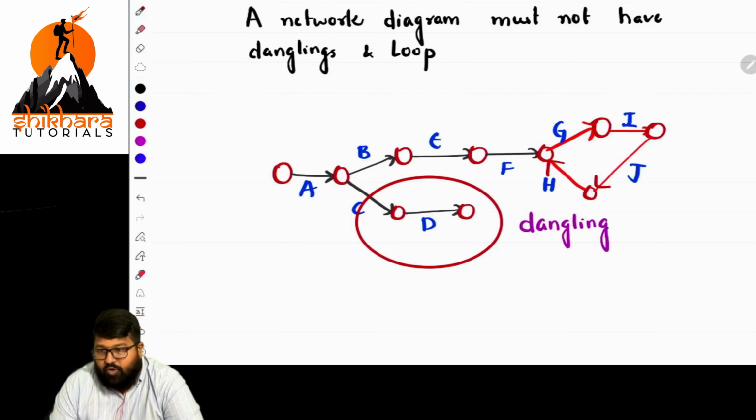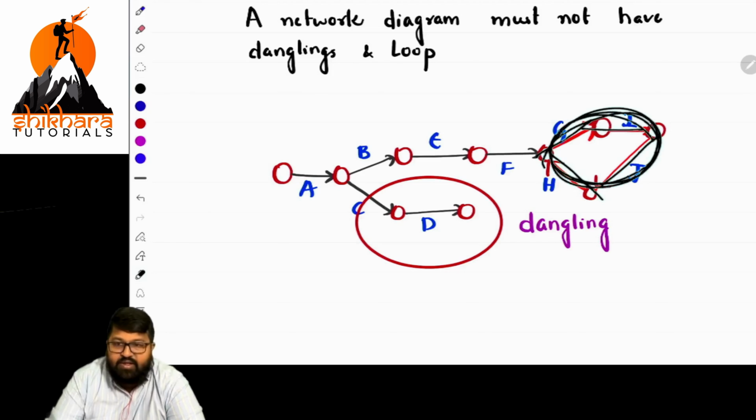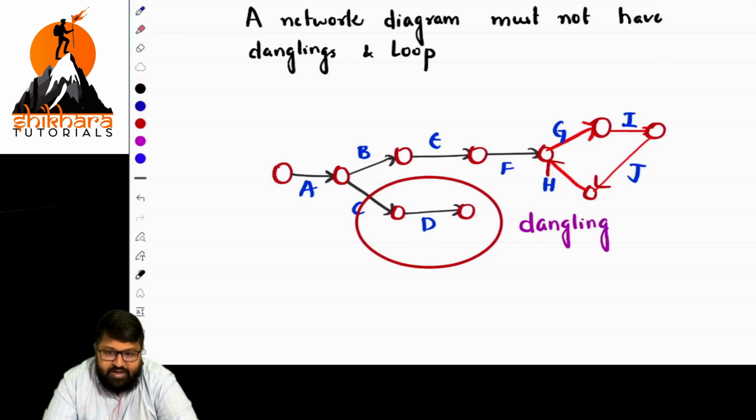Sir, is this a loop or not? Sir, once you travel this line, when you are entering into this line, it is okay, from G to I, from I to J, from J to H, again and again, it is going like a loop. Never create loops and danglings in the network diagram. If you are creating, it's gone.